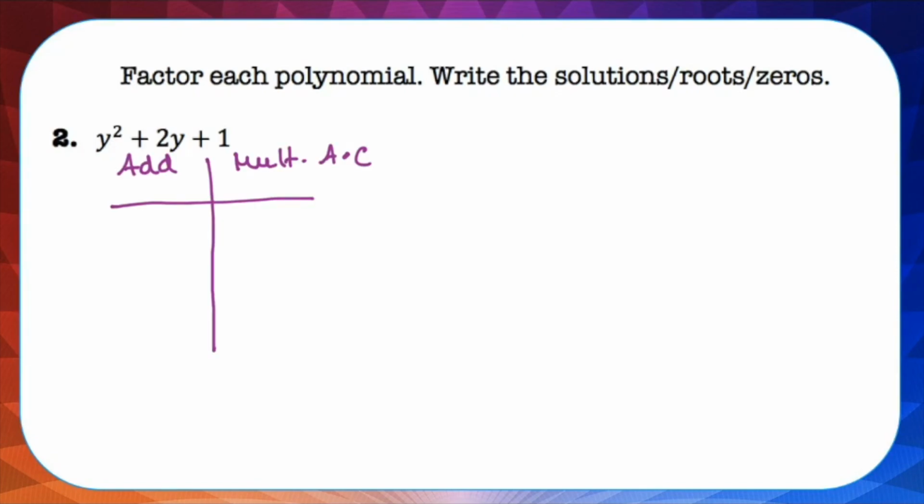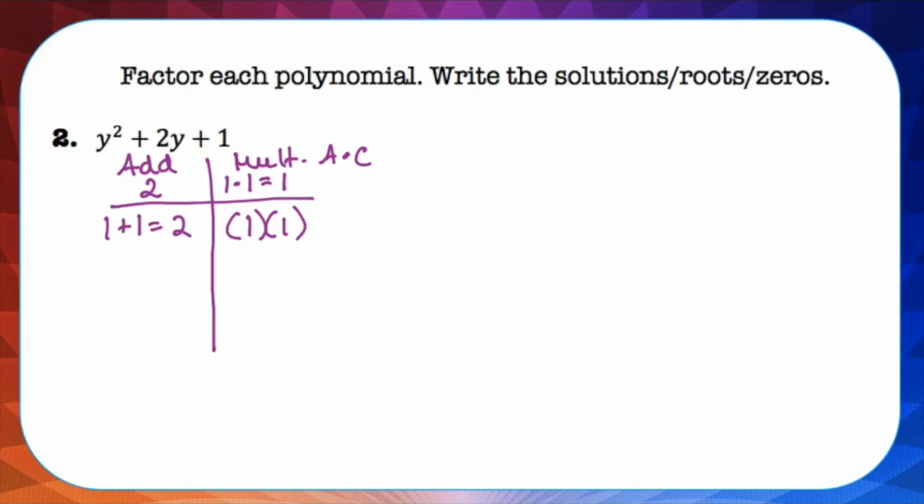Remember, it adds to be the b and multiplies to be a times c. So a times c is 1 times 1, and b is 2. So what multiplies to be 1? Well, there's only one thing that multiplies to be 1, and that's 1 times 1, or negative 1 times negative 1. So I know that 1 times 1 also adds to be 2, so that's what I'm going to use. 1 plus 1 is 2, and 1 times 1 is 1.